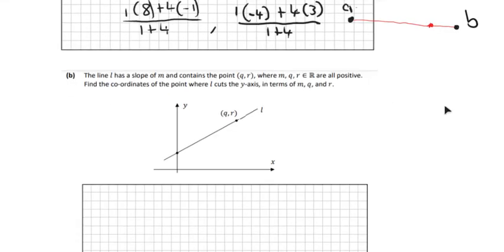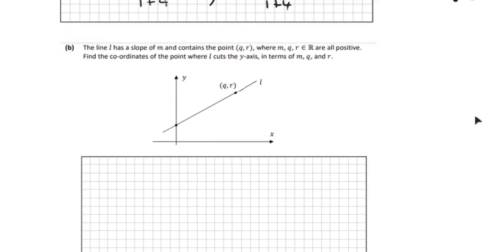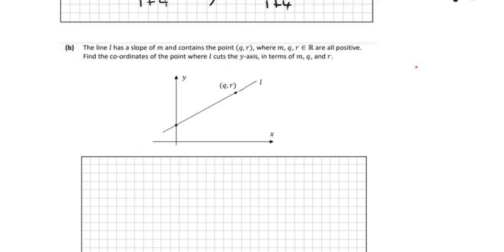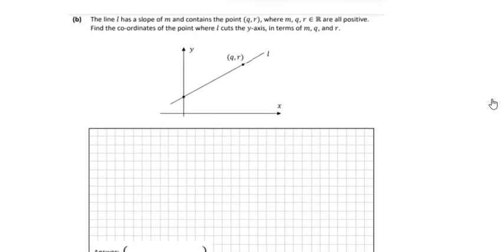Part B then, the line L has a slope of m and contains the point q, r. So they don't give us any of the numbers in this one. Find the coordinates of the point where L cuts the y-axis. So it's the equation of a line we need anyway. So let's work out what the equation of the line would be, and then when you've got that, you can let x be 0 to see where it cuts the y-axis. So y minus y1 equals m by x minus x1.